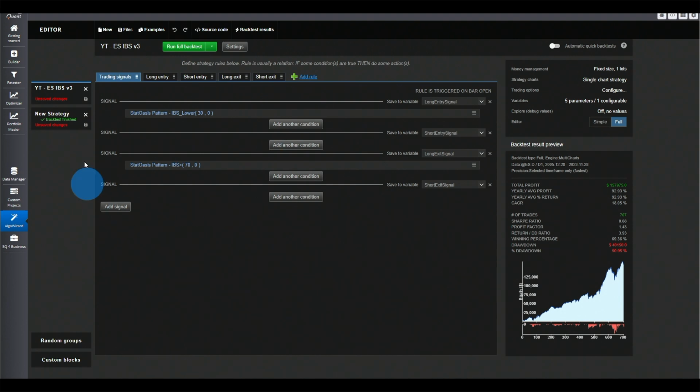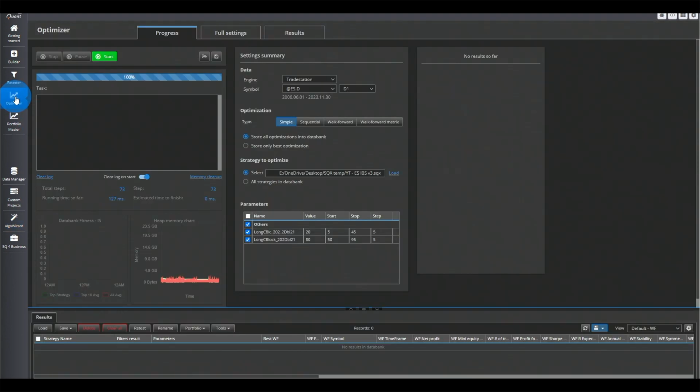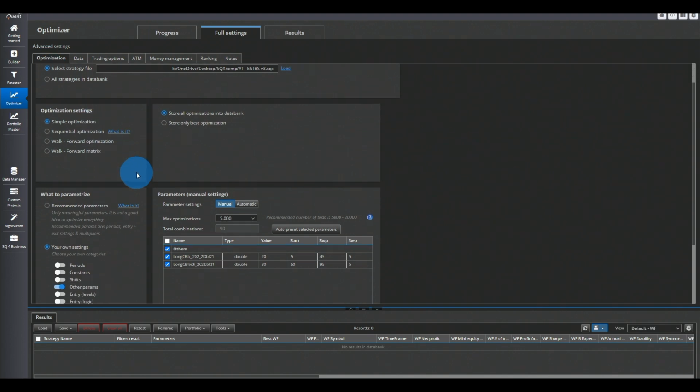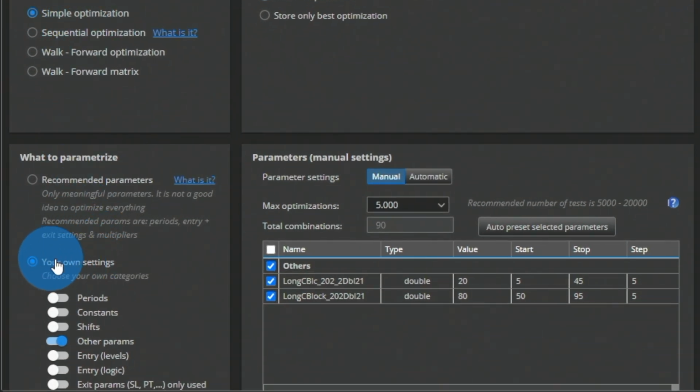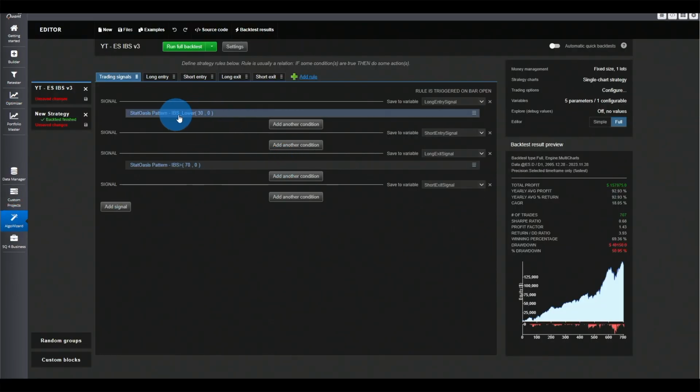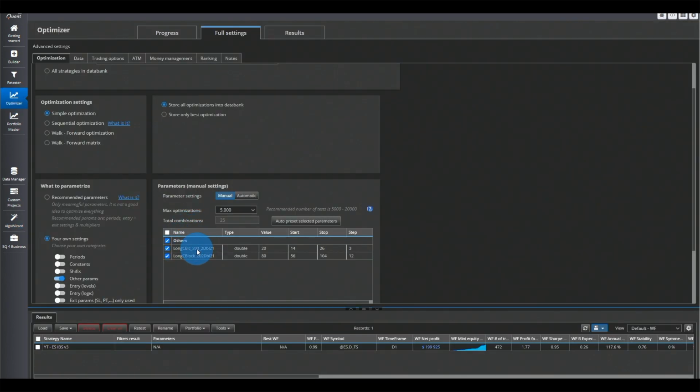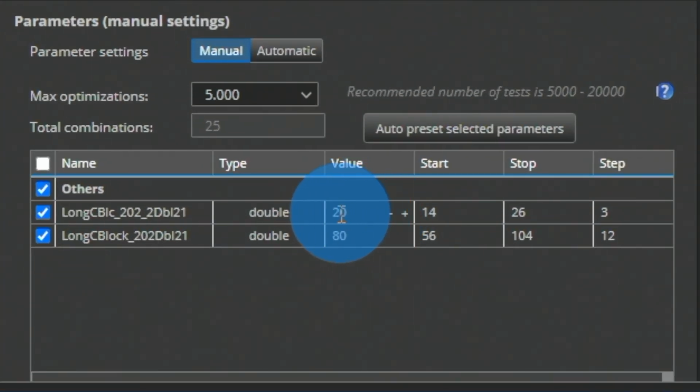So to do this the easy way, we can go to Optimizer and load our strategy and optimize it here. If you go to full settings, optimization, you can see we are using simple optimization and your own setting. So with your own settings, if you switch other parameters, we only have 2. And this is SQX's way of naming the variables. Remember, our variables here were a custom block. So when you use a custom block, for some reason, SQX uses its own naming, although I have names for these variables. In any case, I know that this is the start because this goes 20 and this is 80. So this is the lower than number and this is the higher than number.